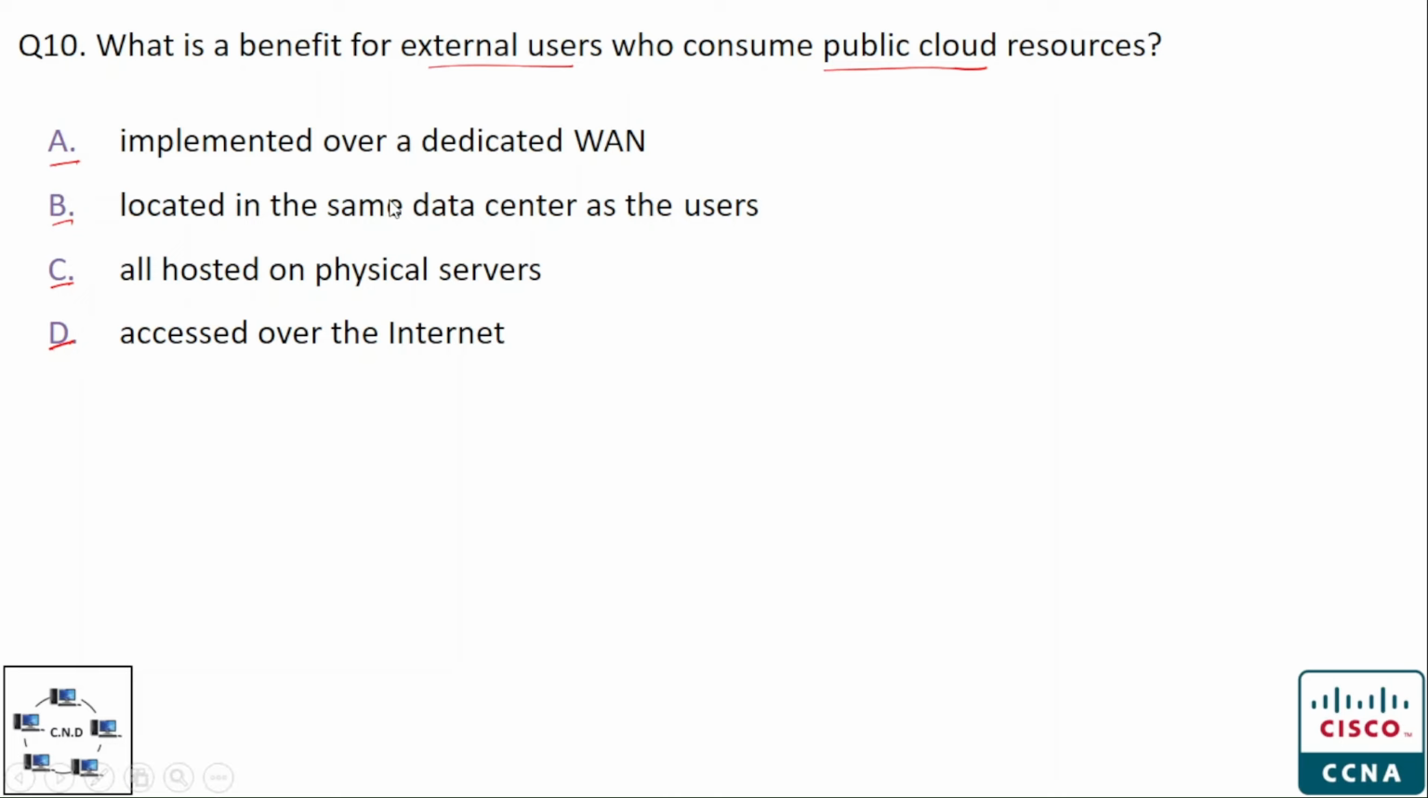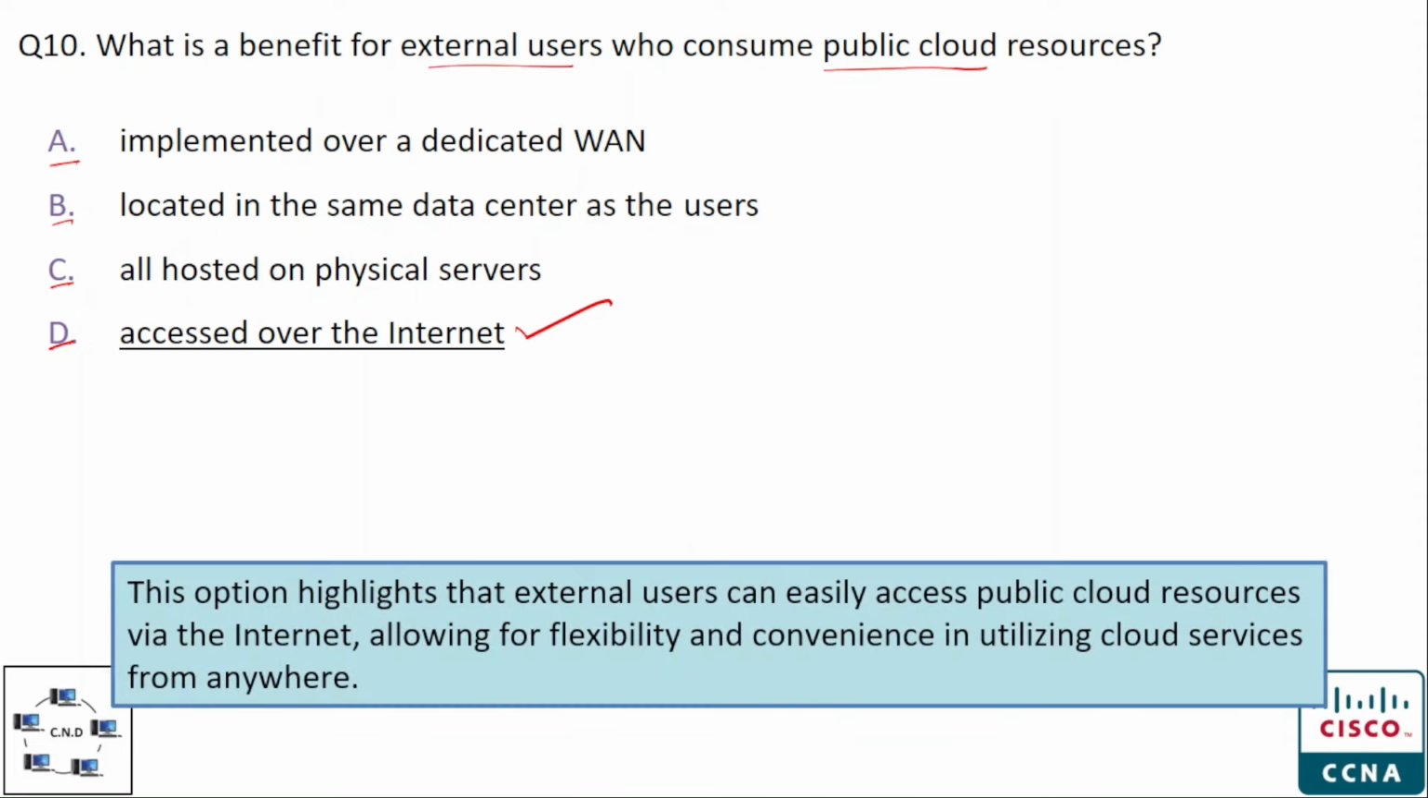So the benefit of public cloud for external users is that it can be accessed by all the external users over the internet regardless of their geographical location, or they may be anywhere inside their homes or inside the office, and they can consume the public cloud. So this option highlights that external users can easily access public cloud resources via the internet, allowing for flexibility and convenience in utilizing cloud resources from anywhere.